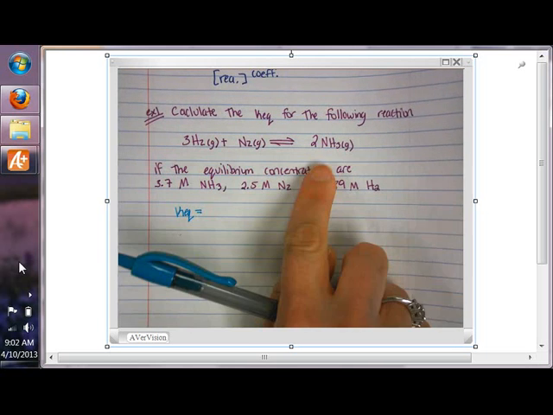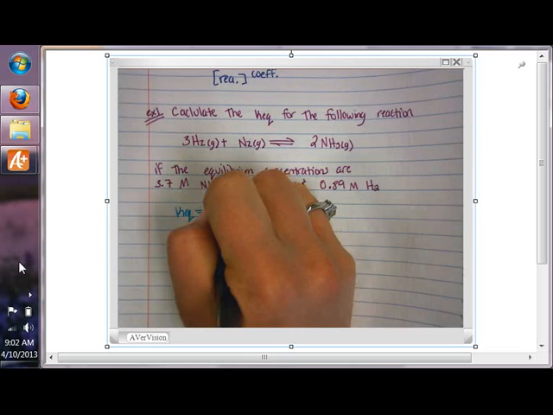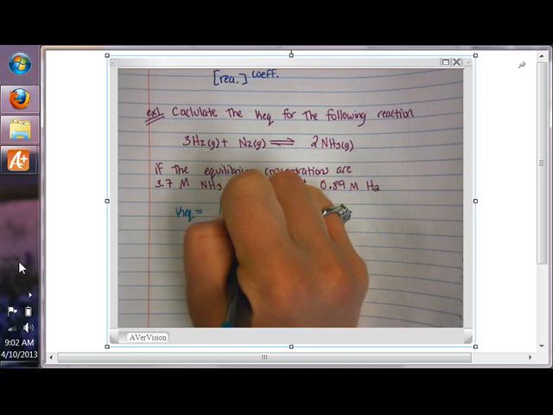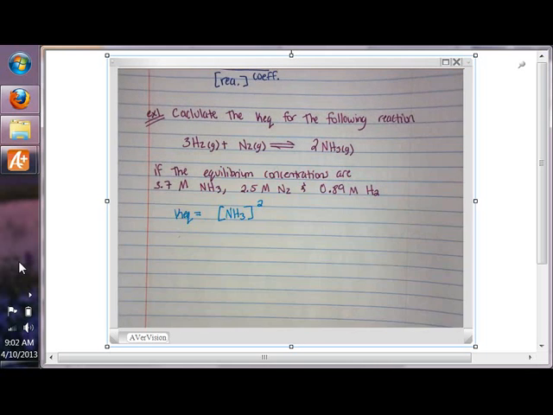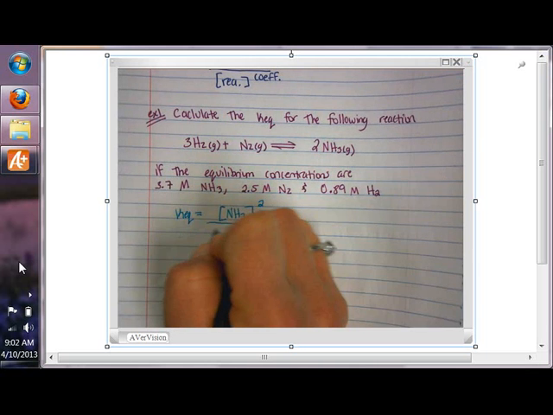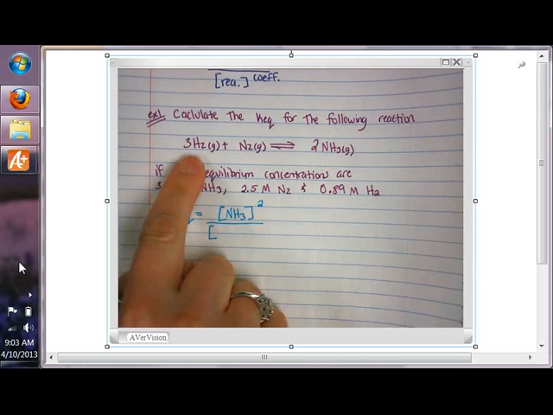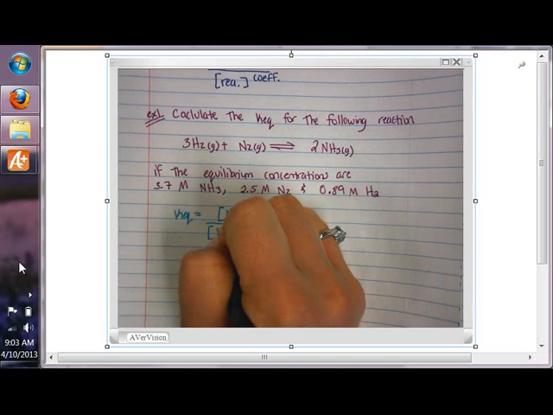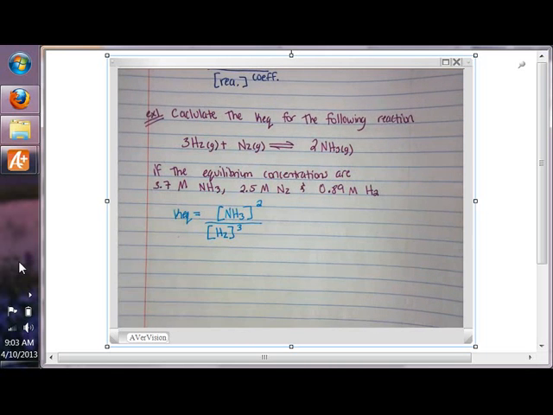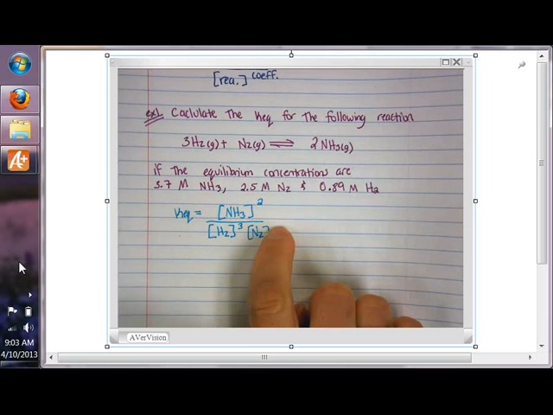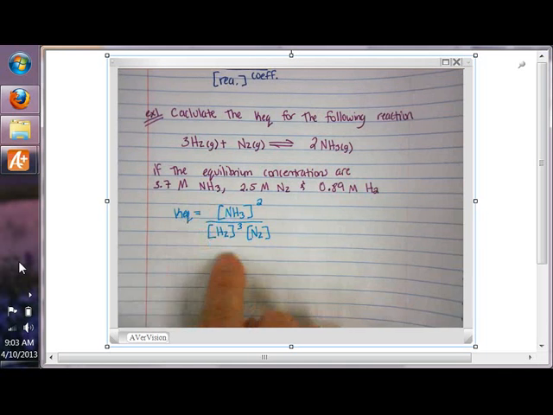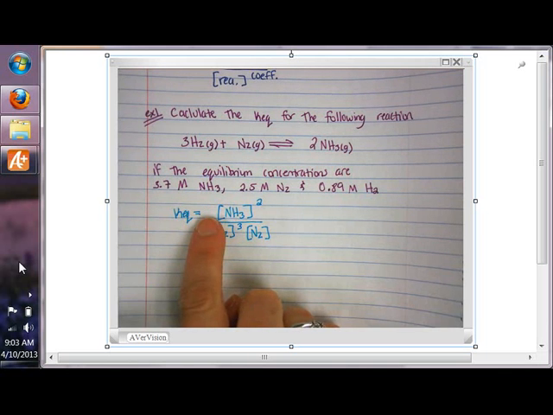Keq equals products. So the concentration of NH3 raised to the 2 all over the concentration of H2 raised to the 3 times the concentration of N2. I could put a 1 there, or I could choose not to put a 1 there. Doesn't really matter. So that's the first step. So we found our equation, and they want us to calculate the Keq.